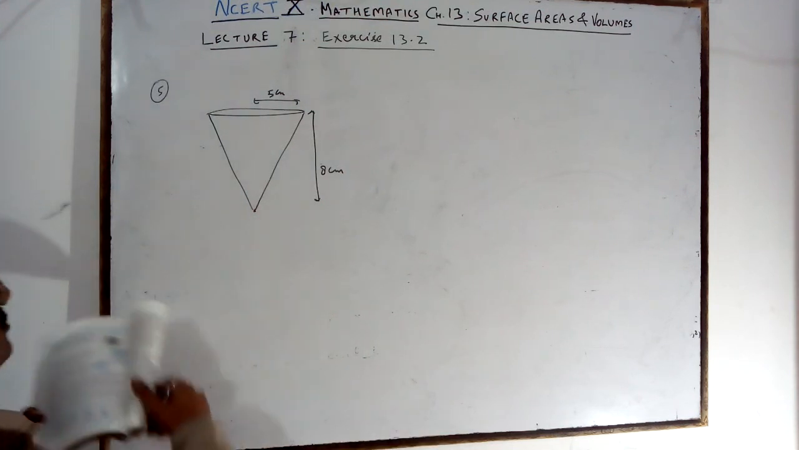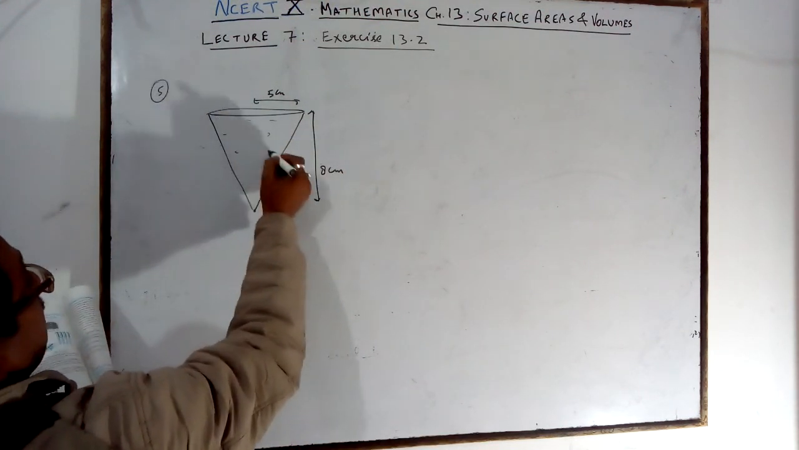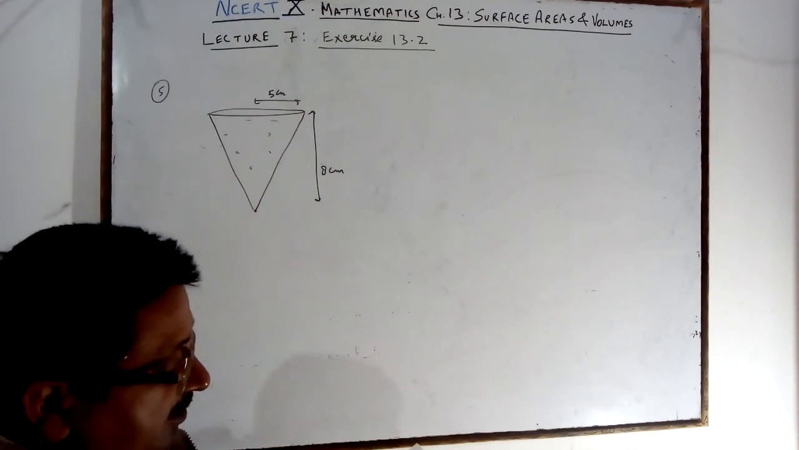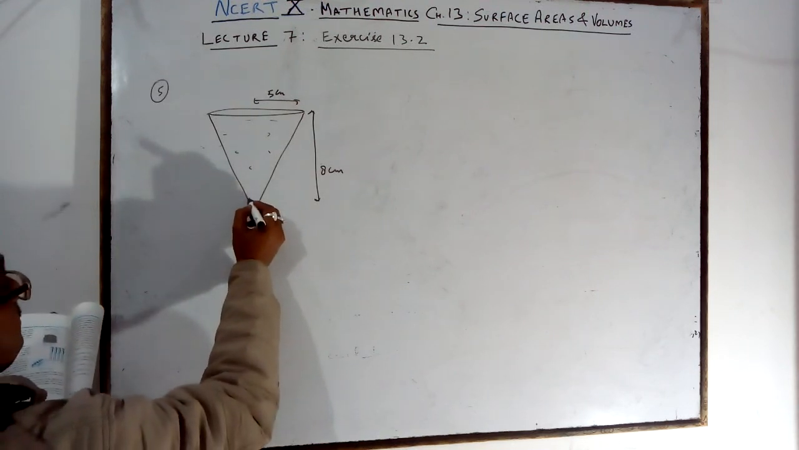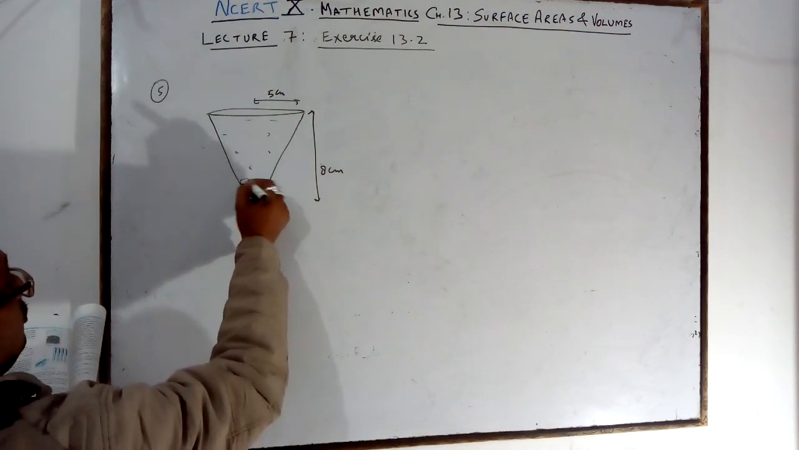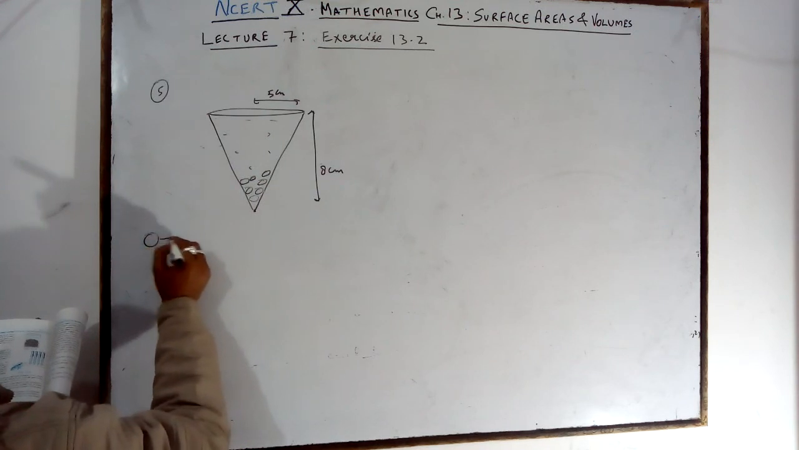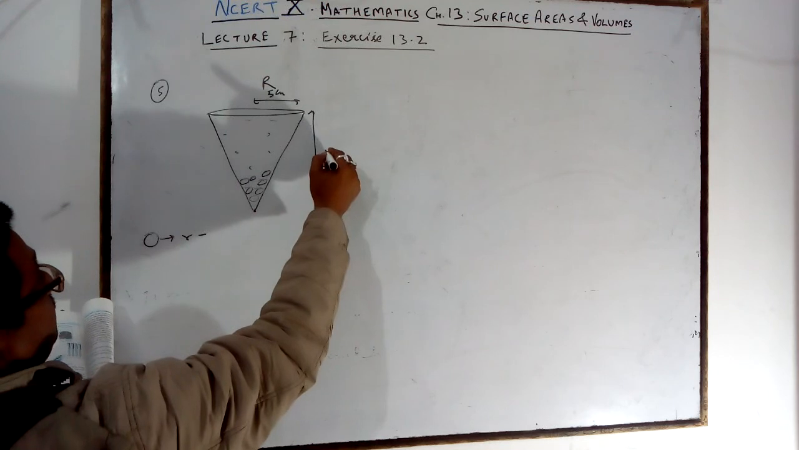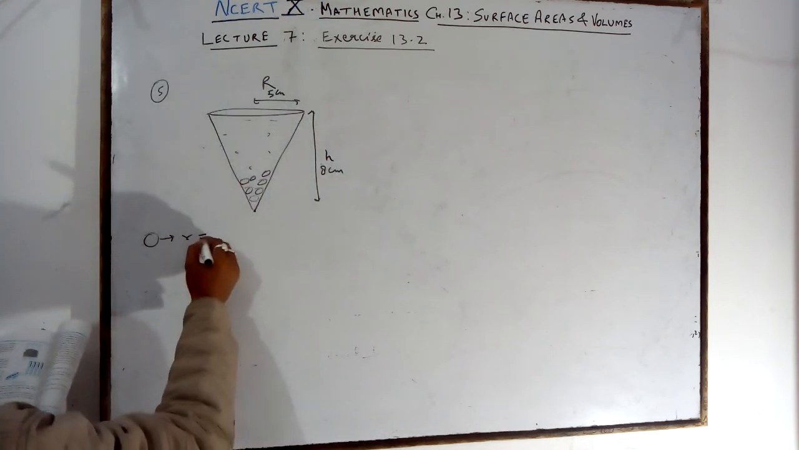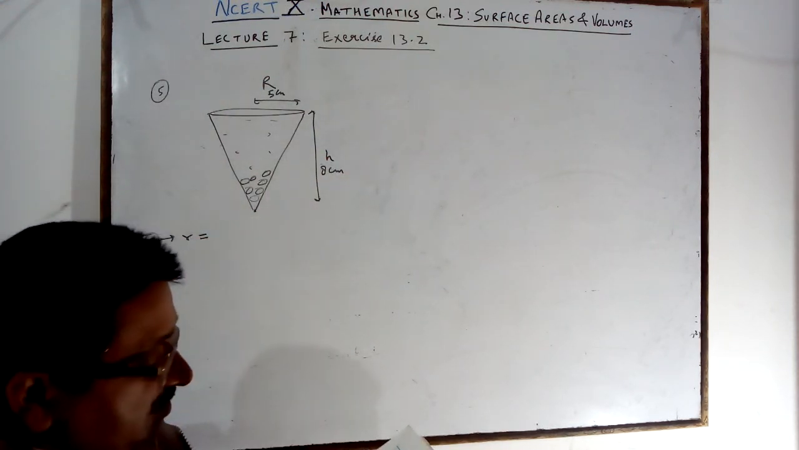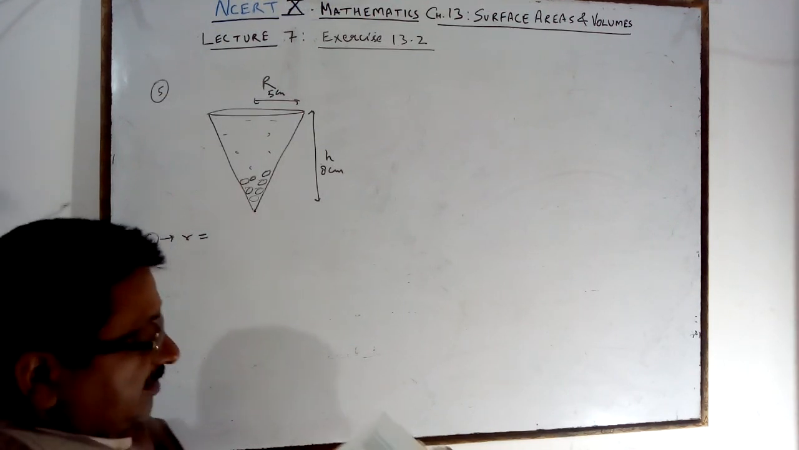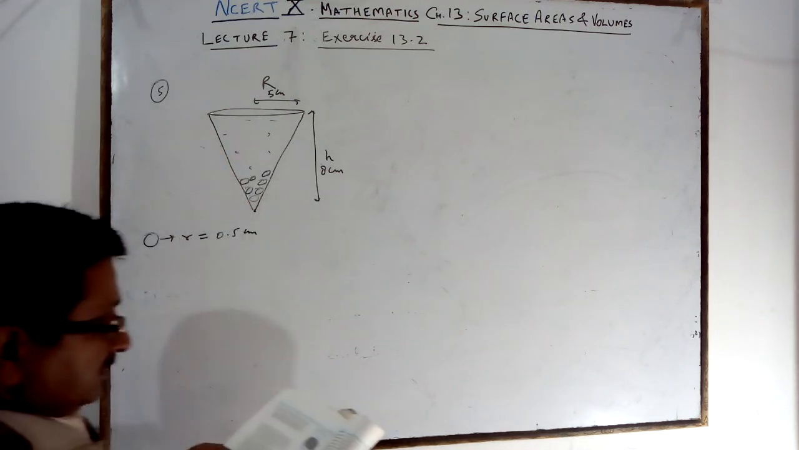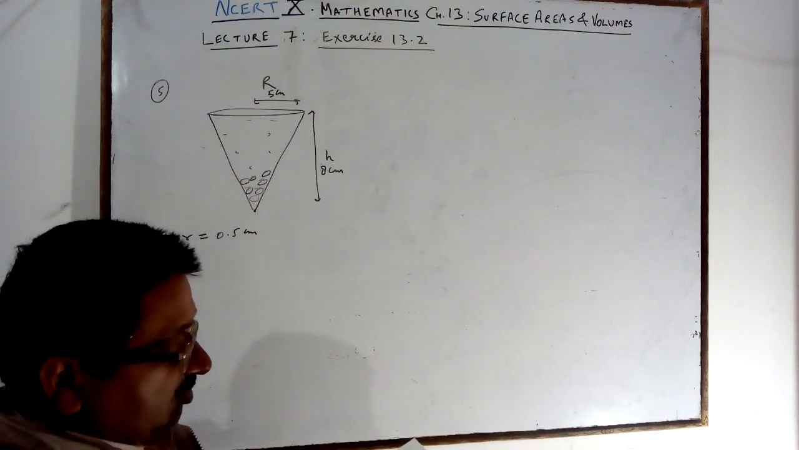When lead shots are dropped in, the water flows out. There are some spherical balls, spherical shots whose radius is given. Capital R is the radius and H is the height of the cone. The radius of the spherical shot is 0.5 centimeter. Find the number of lead shots dropped in the vessel.